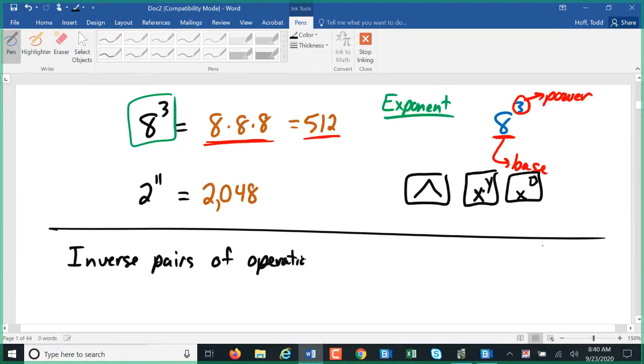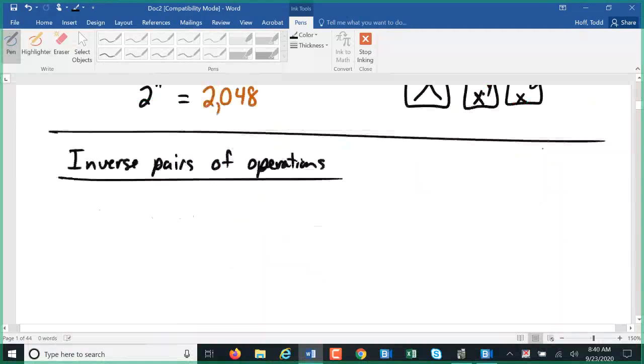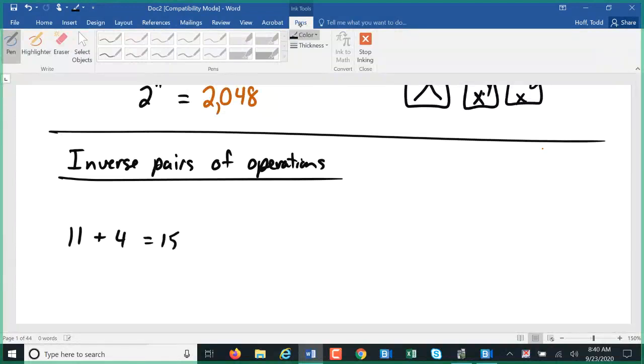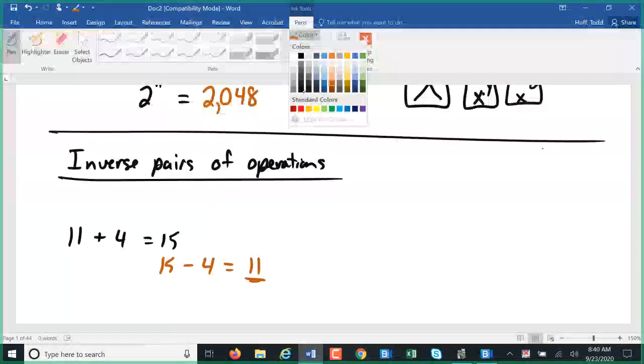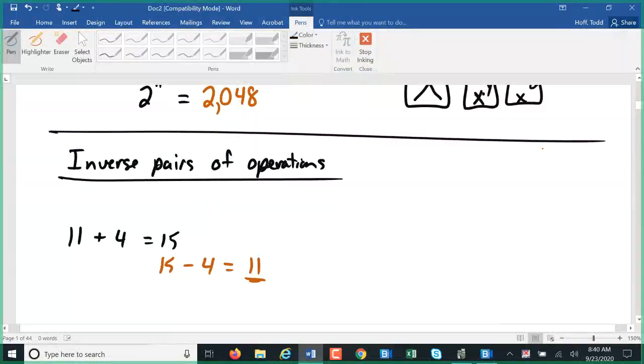And by inverse pairs of operations, what I mean is they're set up so that one undoes the other. If we pick a random number like 11, if I add 4 to 11, I get 15. Well, if I want to get back to the 11, I take my 15 and I subtract 4. I get back to 11. Adding 4 and then subtracting 4 reverse each other.